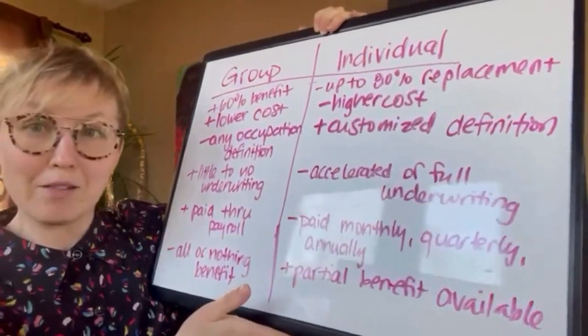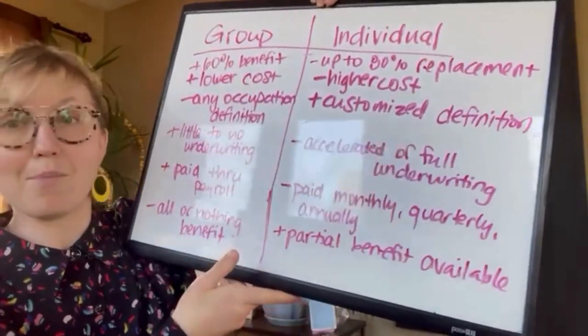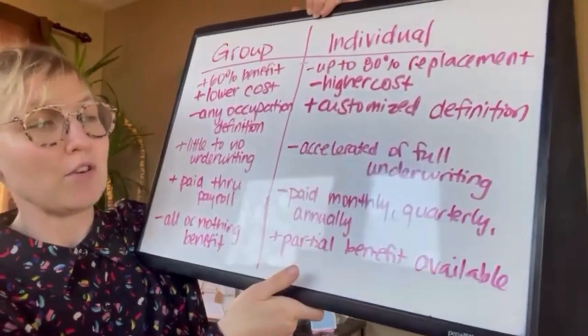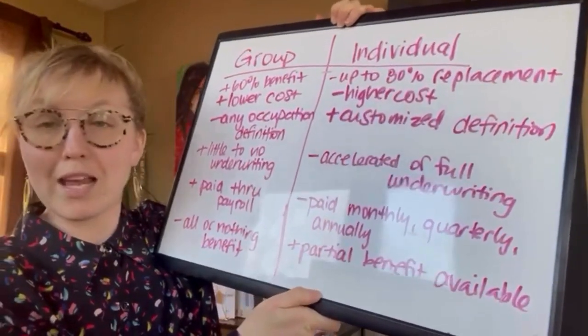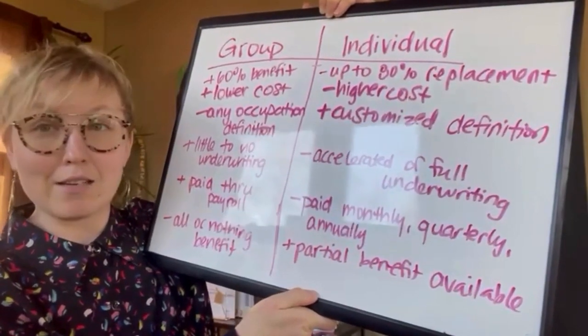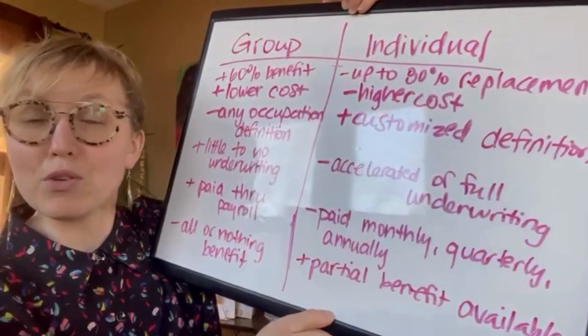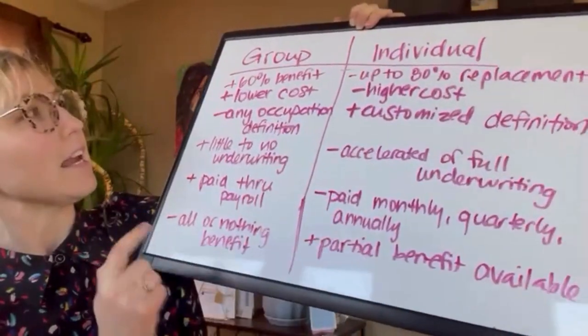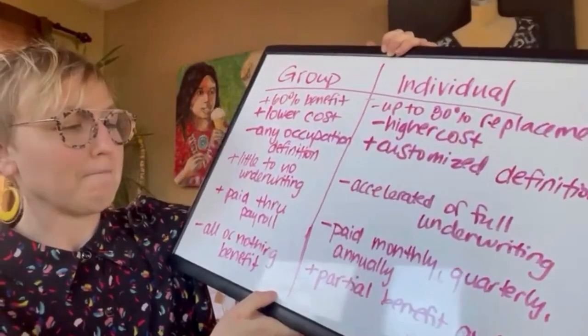The group coverage is paid through payroll. There's no other option on that. And then your individual policy, you can pay monthly, quarterly, annually, and it's completely dependent upon you. You choose how. And then lastly, group is an all or nothing benefit.